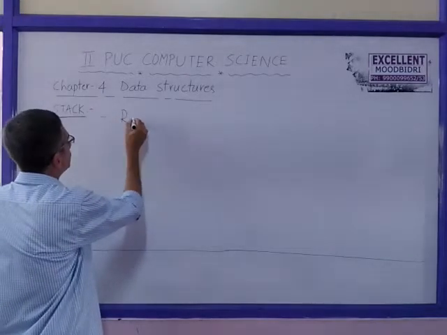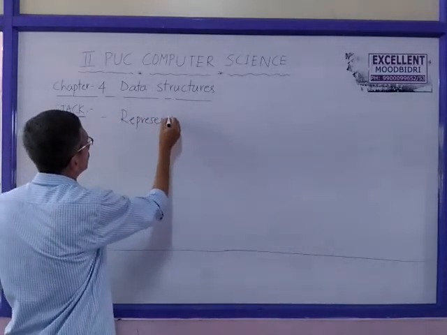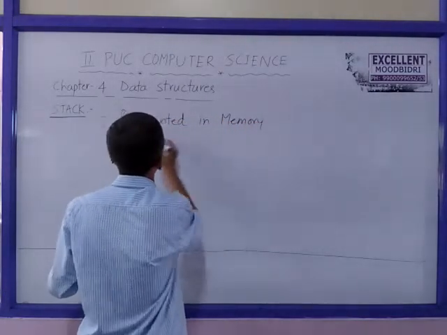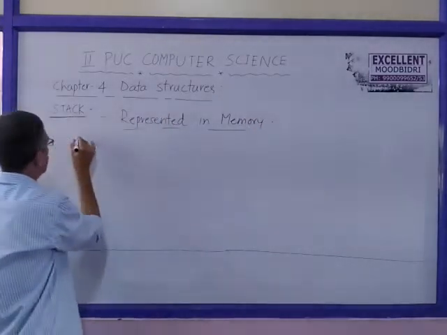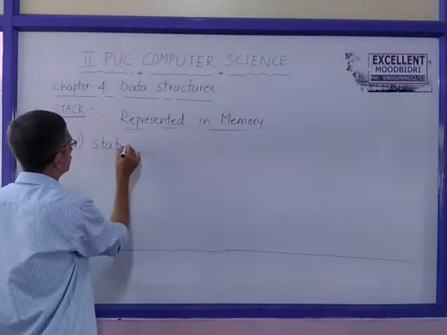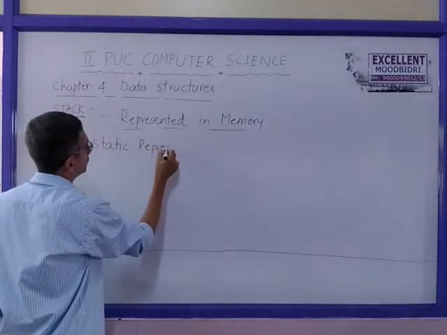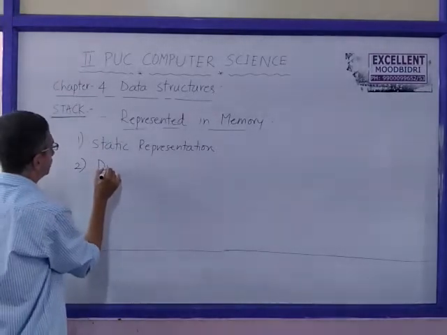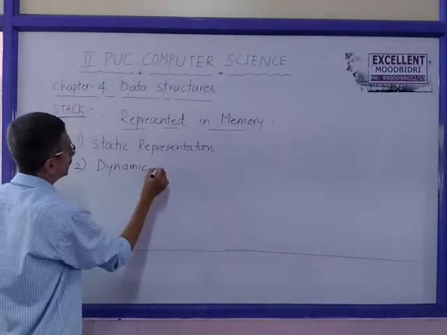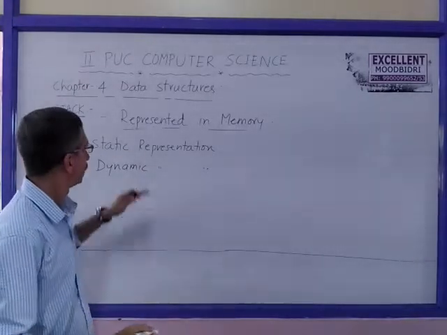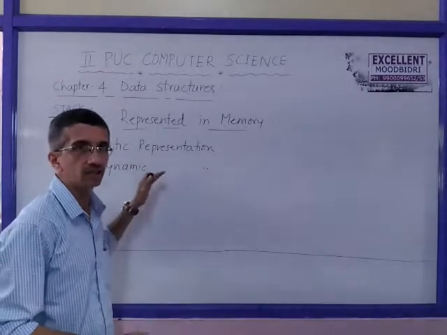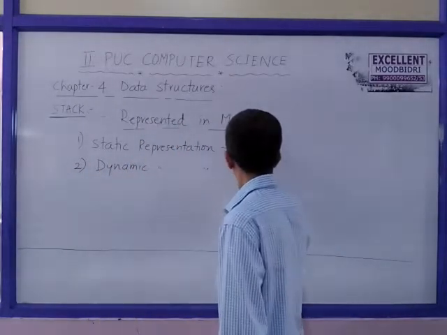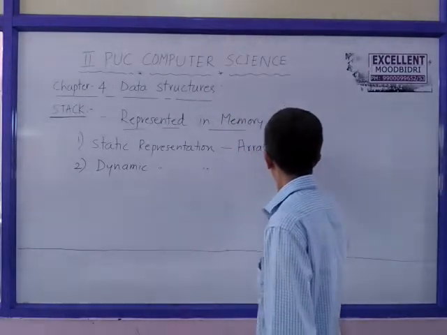Stacks can be represented in memory in two ways. One, static representation. Second one is dynamic representation. Now first let us see static representation. Static representation is done using arrays. So this is also the array representation.